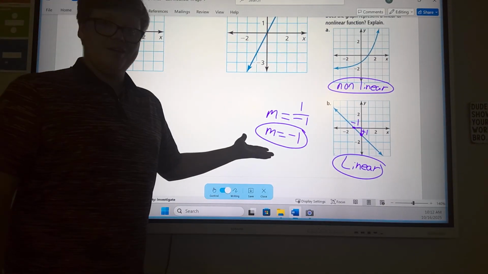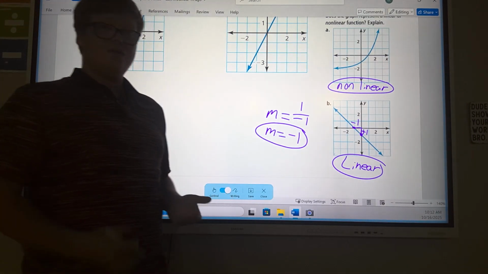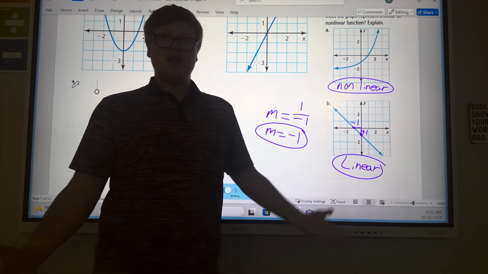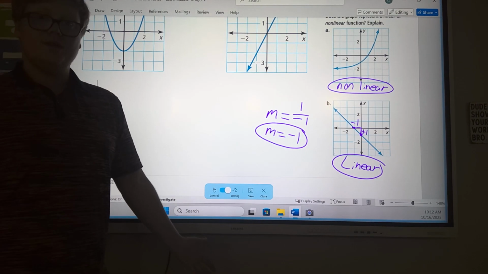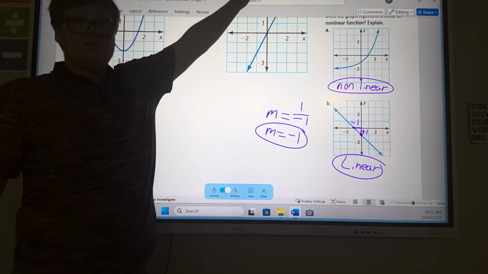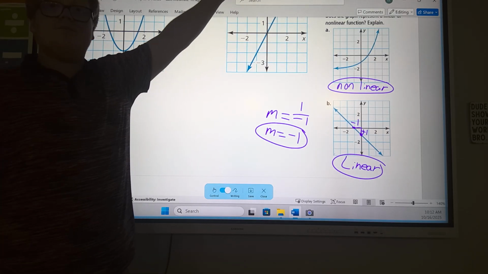And the reason it's negative is if you look at the line, if we pretend like this was the stock market, a line going down to the right means it's a negative slope. That means our money's going down, right? And if we look at that one up here, if it's going up to the right, that means our money's going up. That's a positive slope.